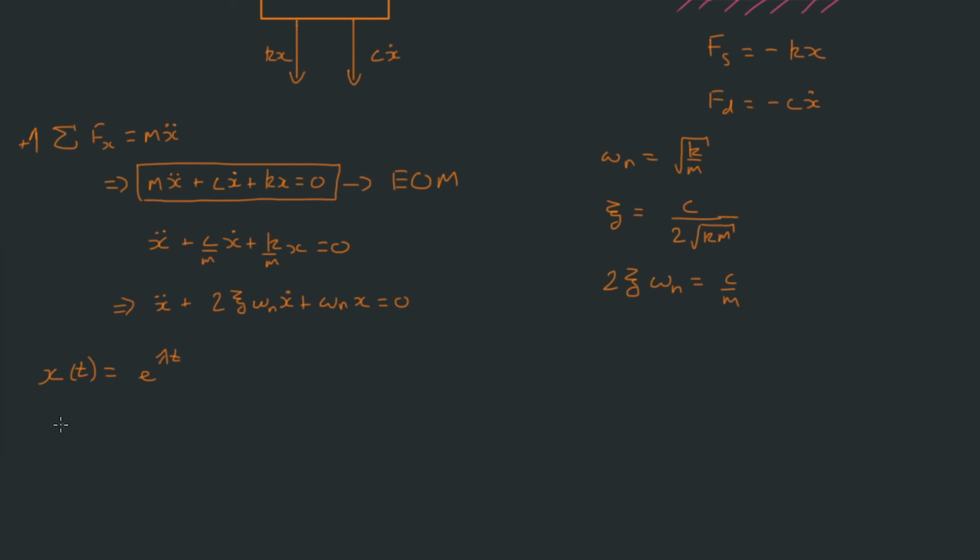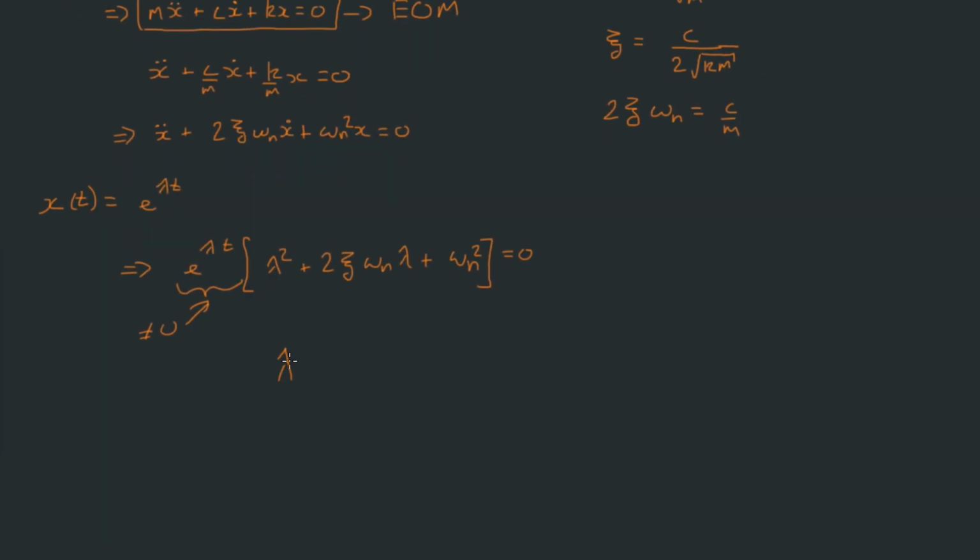I'm not going to go through all the details, but if you take the first and second derivative of this and substitute it back into this equation, what you're going to get, now as this term can never equal 0 because it's an exponential, is this characteristic equation in here, which must equal 0. So to get the solution for this equation, we're going to have to use the quadratic equation.